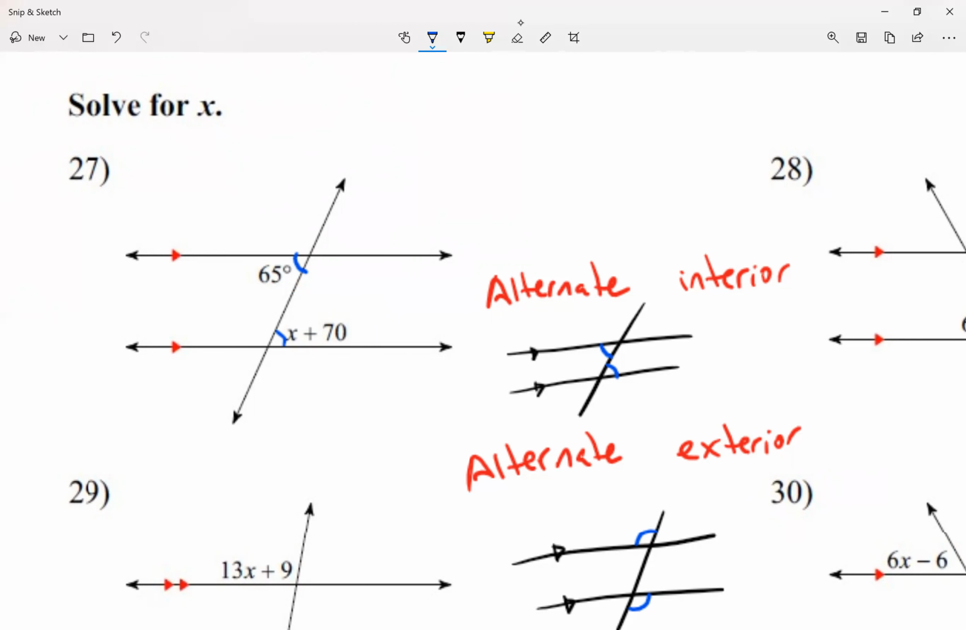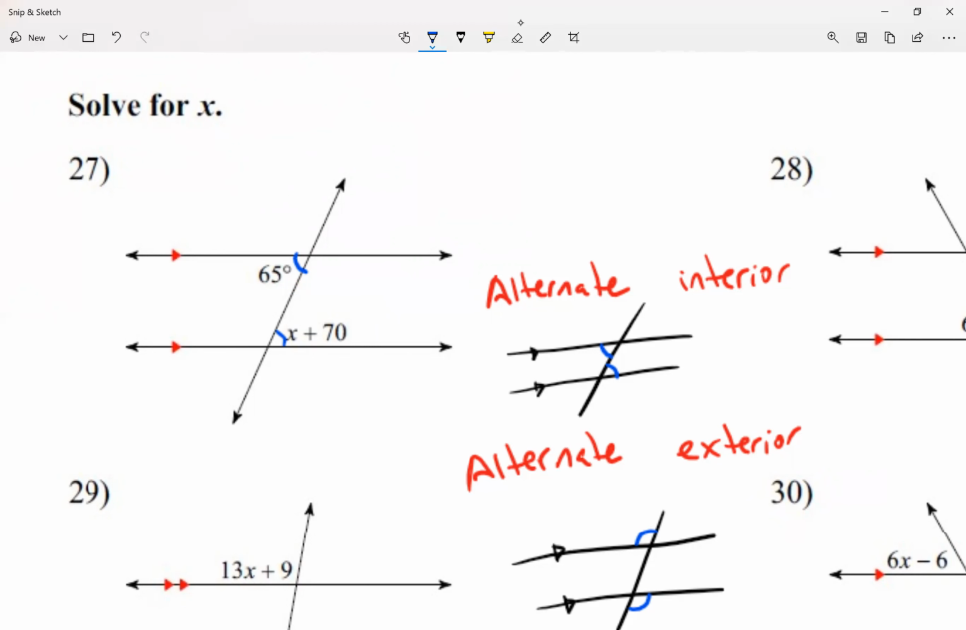Now here, question number 29, that's an example of alternate exterior. Alternate exterior, the angles are congruent as well. So I'm just going to say 13x plus 9 is equal to 100. The angles are congruent. Let me separate them to the equal sign. I want to have the x term by itself. So the plus 9, let me move it over as a minus 9. Don't forget to switch the sign.